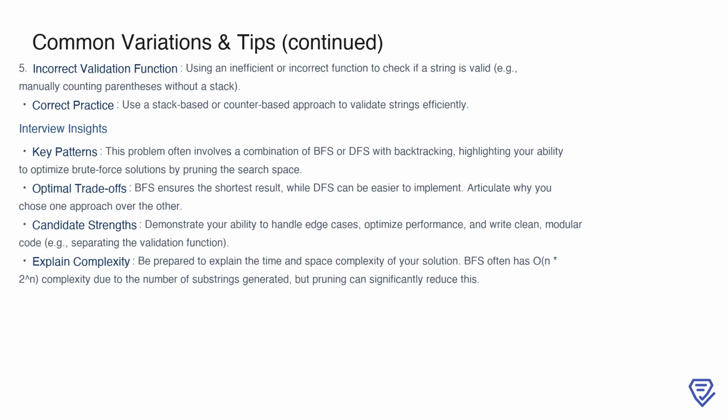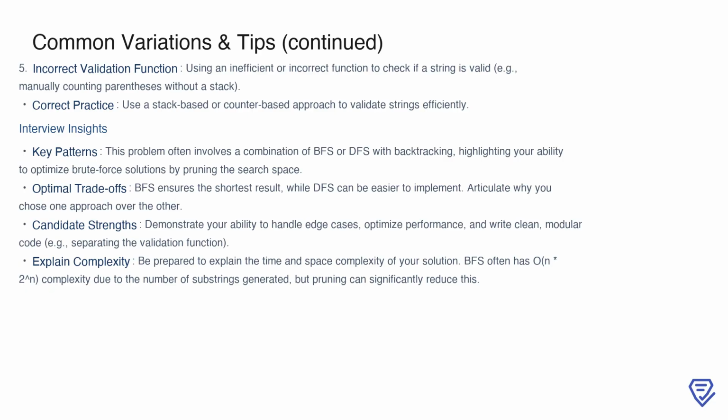From an interview perspective, this problem showcases several key patterns. It often involves combining BFS or DFS with backtracking, demonstrating your ability to prune the search space effectively. You'll also want to highlight the trade-offs between these approaches. BFS guarantees the shortest valid result, while DFS can be simpler to implement. Being able to explain why you chose one method over the other shows strong problem-solving skills.